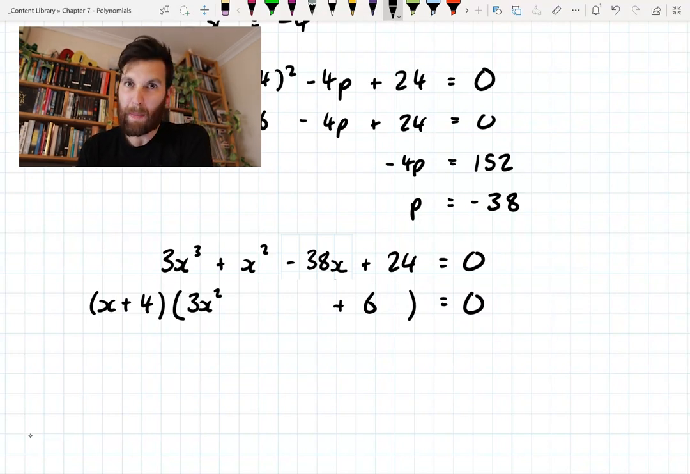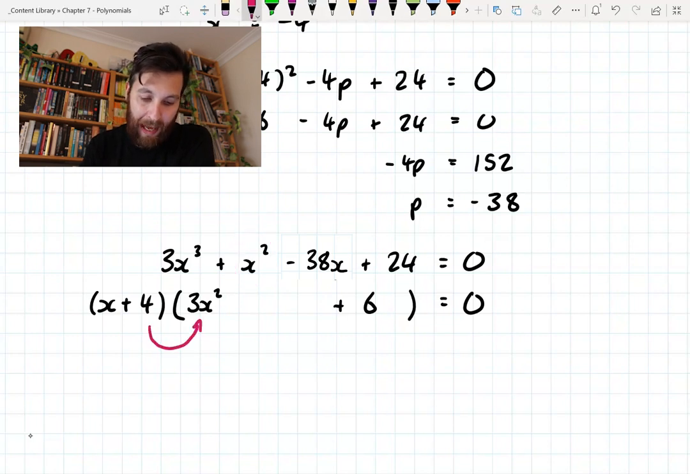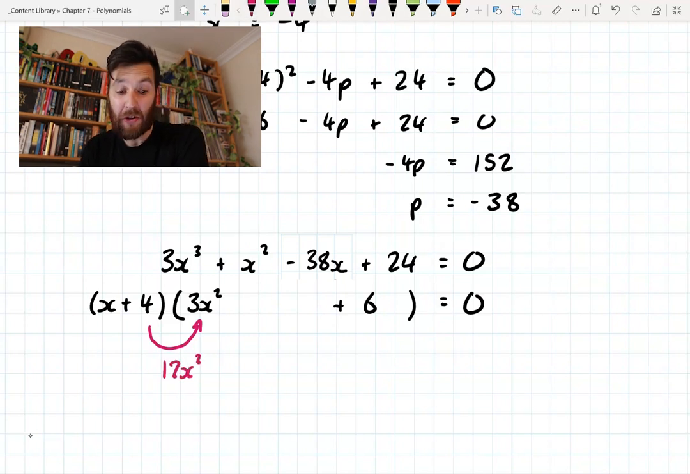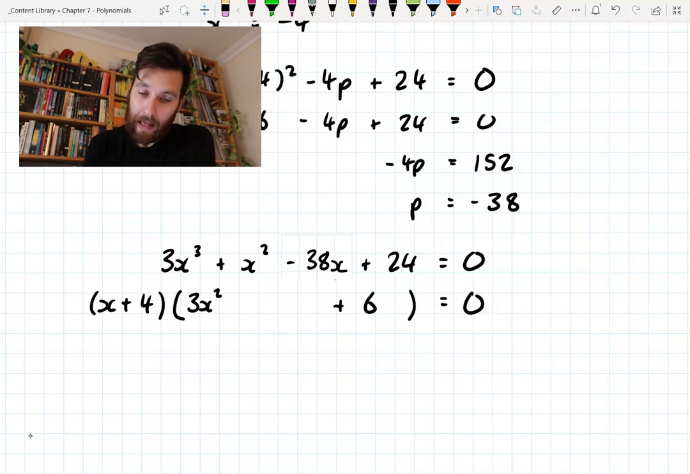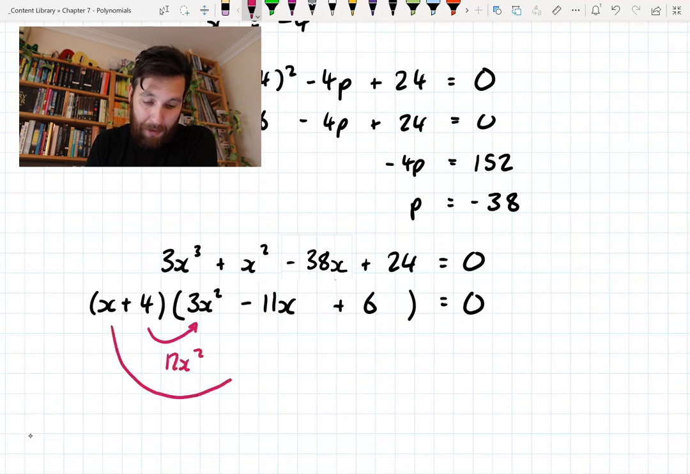Now I've got to figure out what goes in the middle that's going to make this work. Now, if we expanded this, we want our coefficient for x squared to be 1. So if I do 4 times 3x squared, that would give me 12x squared, which is 11x squared too many. So I'm going to set my other term to be take 11x, because that way, 4 multiplied by 3x squared gives me 12x squared, and x multiplied by negative 11x would give me negative 11x squared. And then when you combine like terms, that would give you 1x squared, which is required.